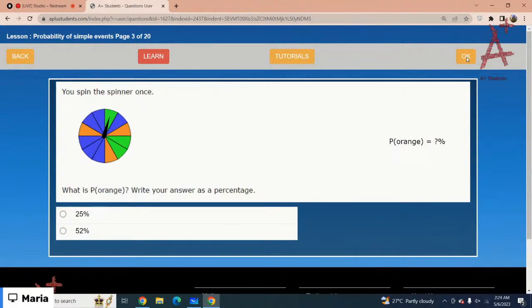Okay, the next one is you spin the spinner once. What is the probability of getting orange? So which is the correct option? The probability of orange. The total portions on the spinner are 12. Only 3 of them are orange. It would be 3 over 12 and yes, 25% of them are just the orange. The rest of the 75% means blue and green color. So 25% is orange.